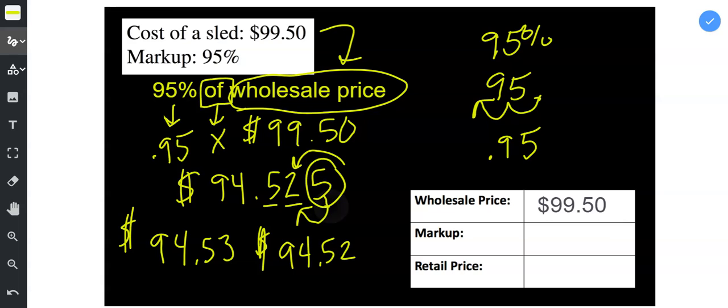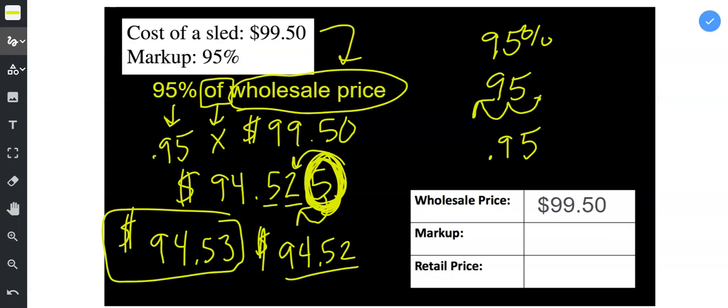So here's the little rhyme that I've heard teachers use in elementary school. If this number is a 4 or less, you let it rest at the 94.52. If this number is a 5 or more, you let it soar. So in this case, we would let it soar up to $94.53. Notice that the digit will either stay the same or go up by 1. Those are the only 2 options. So the markup is $94.53.